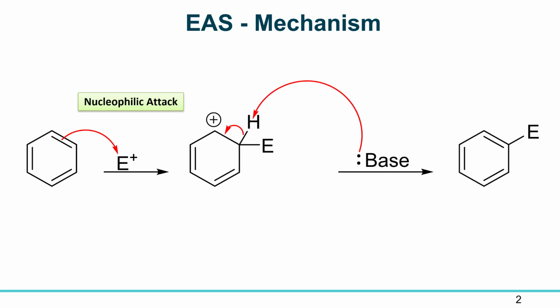A resonance-stabilized, positively charged intermediate species is generated, known as the sigma complex, which then undergoes a proton transfer to re-establish aromaticity. In the proton transfer, a species acting as a base removes the proton from the carbon where the electrophile was added, resulting in the substitution of a proton for the electrophilic atom or group.